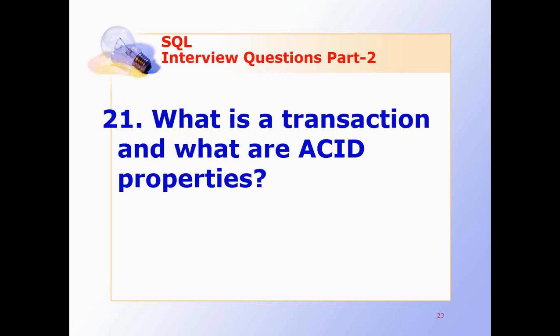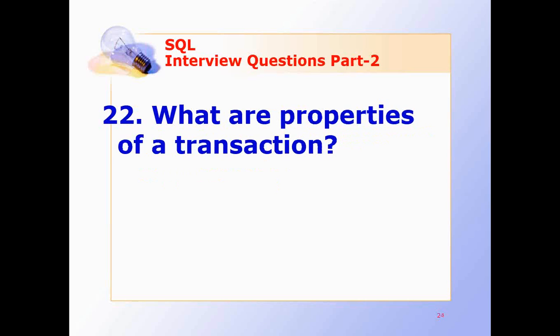What is a transaction and what are ACID properties? A transaction is a logical unit of work in which all the steps must be performed or none. ACID stands for atomicity, consistency, isolation, and durability. These are the properties of a transaction. What are properties of a transaction? Properties of the transaction can be summarized as ACID properties.